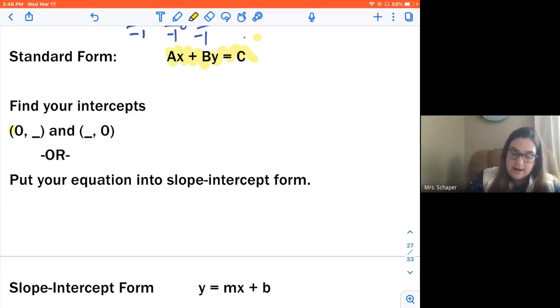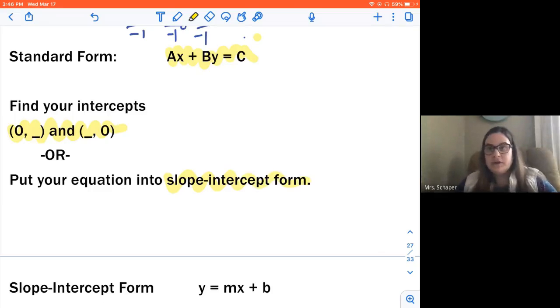We used it to find our intercepts. Some students even like to translate it into slope-intercept. Do what works for you. All right, if x is 0, what is y? If y is 0, what is x? We talked about that earlier in the year.